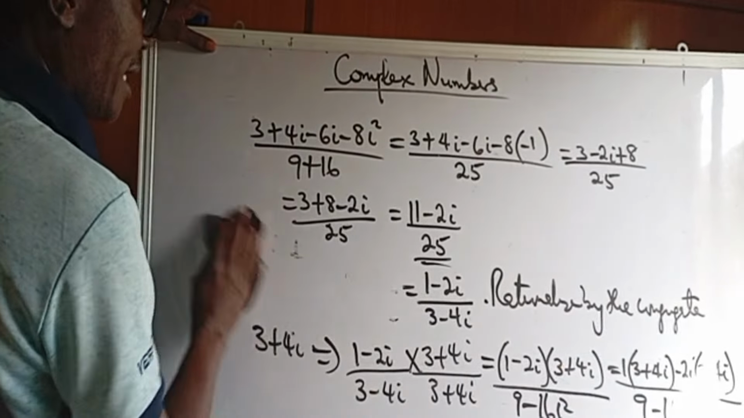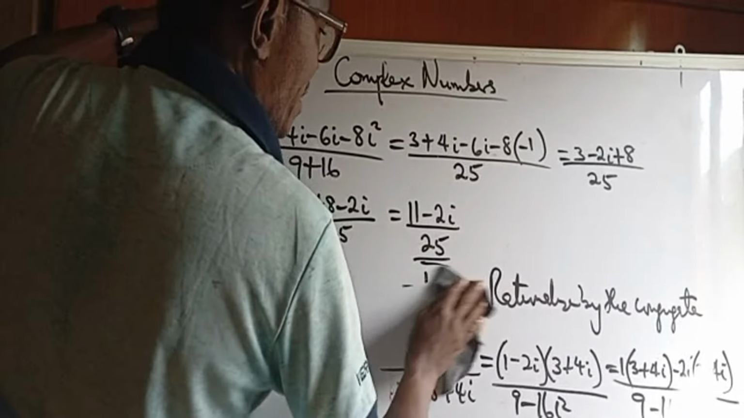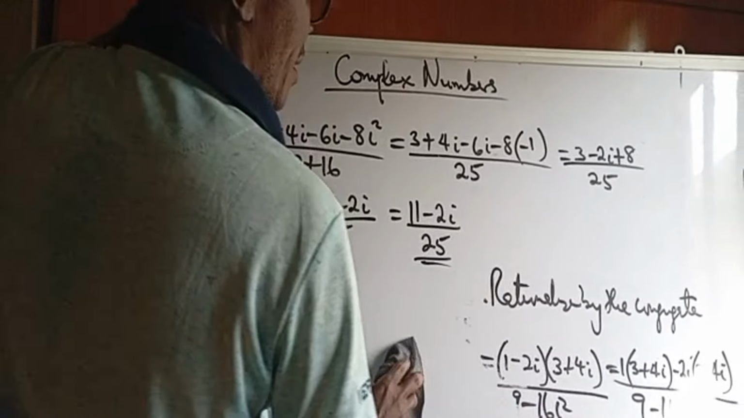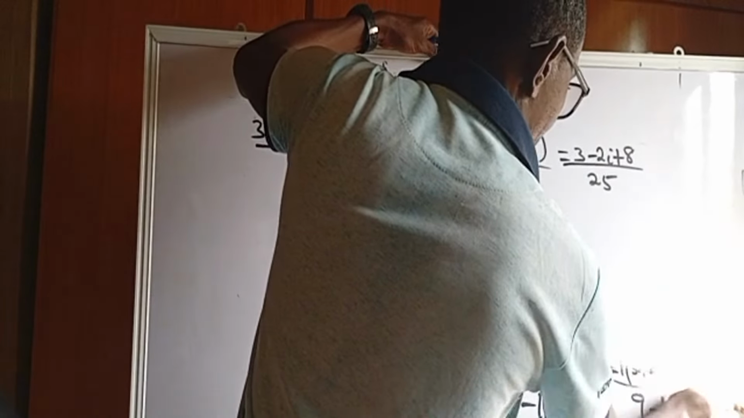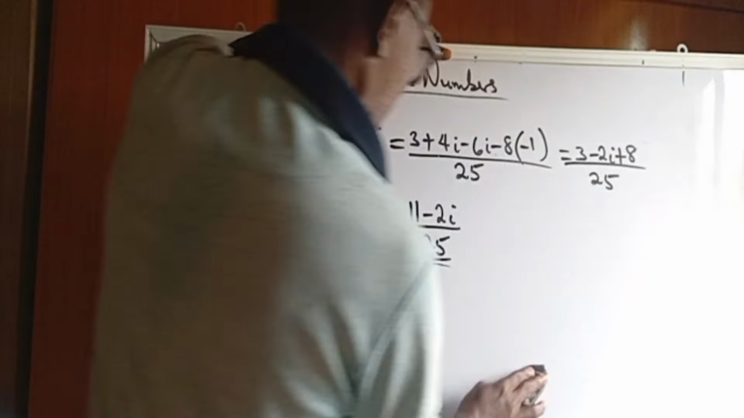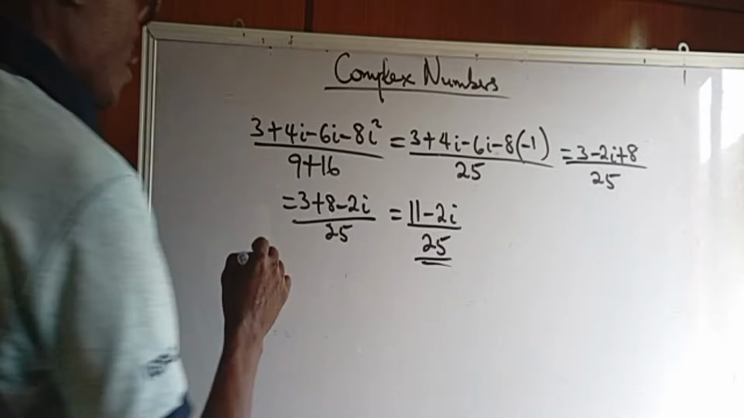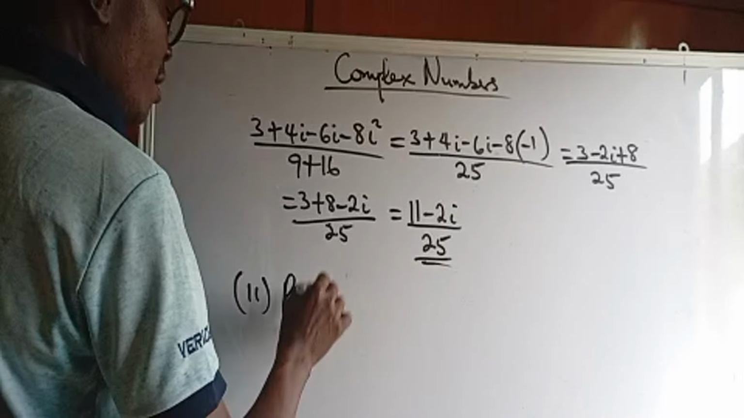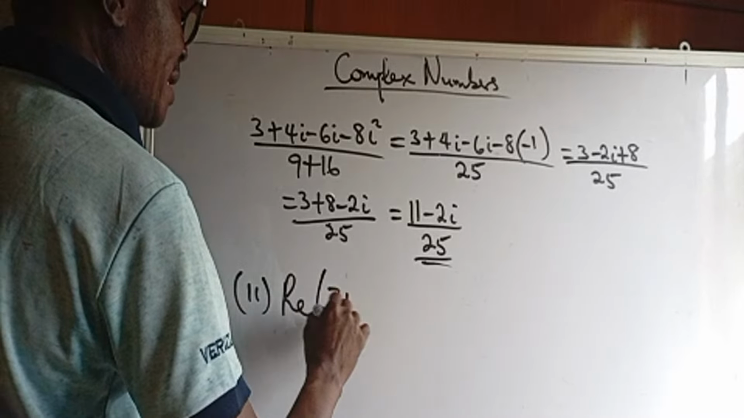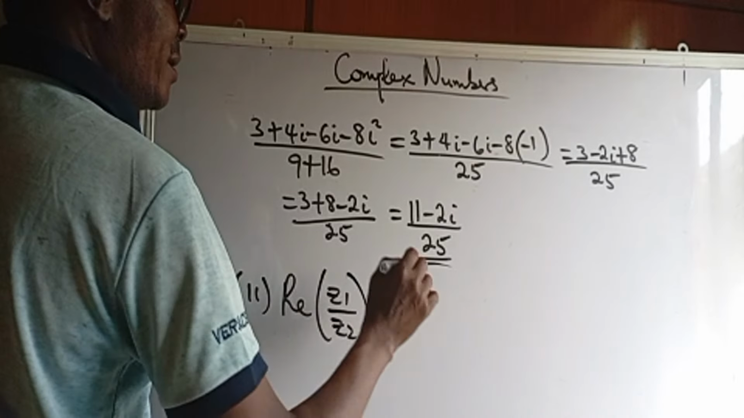Okay? Now let's look at the next question there. The next question says we should find what? The real part. Question number 2. The real part of Z1 over Z2.